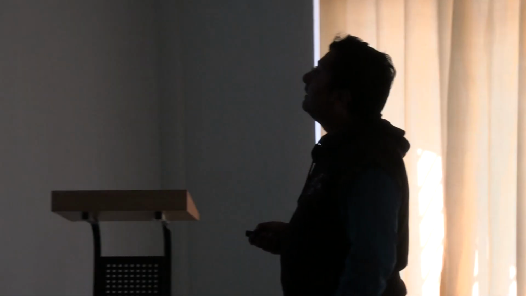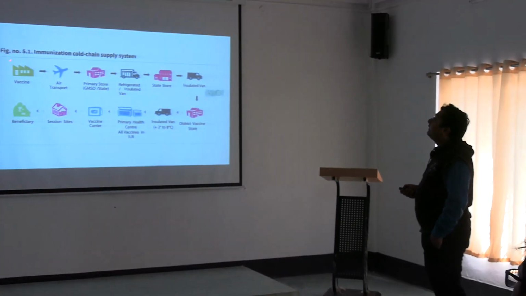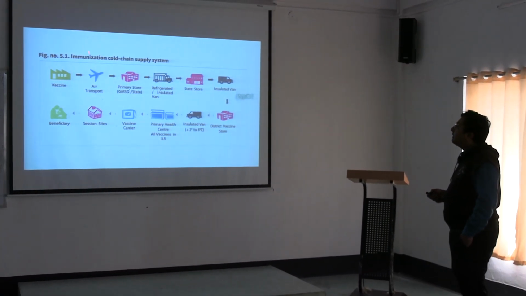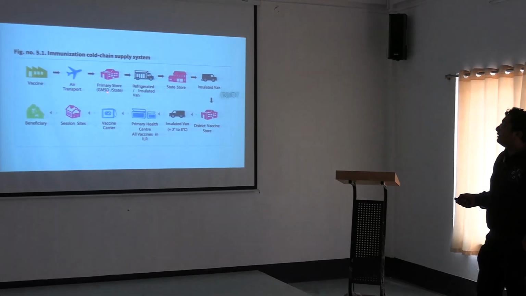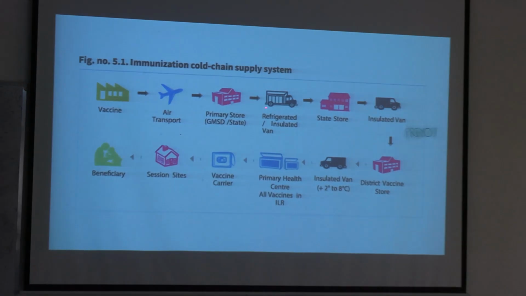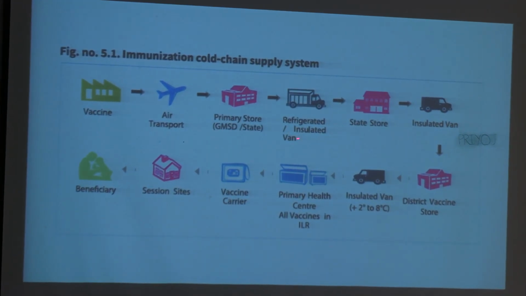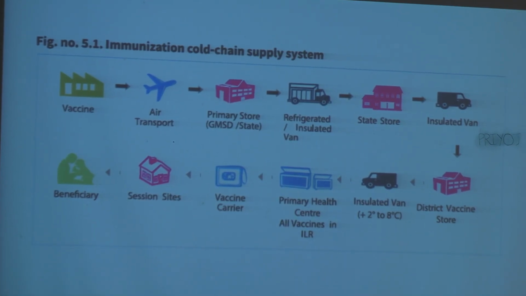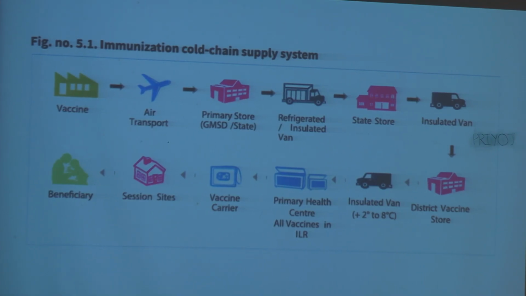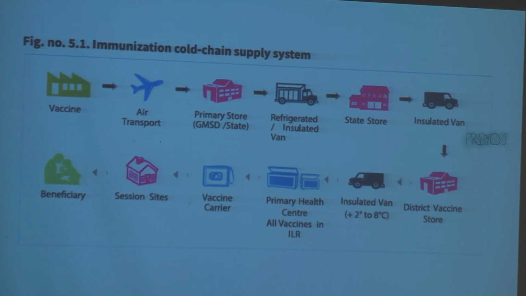So, this is the actual immunization cold chain supply chain. The manufacturer, if they are an Indian company or some foreign company, will air transport to the primary store, GMSD or state. Okay. From GMSD, it is carried to the state store by refrigerated or insulated van. Refrigerated vans are very costly. State usually cannot afford to transport from GMSD to the state store. It is the responsibility of the central government. So they use a refrigerated van. Okay, but these are very costly.